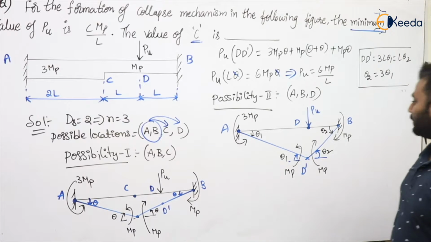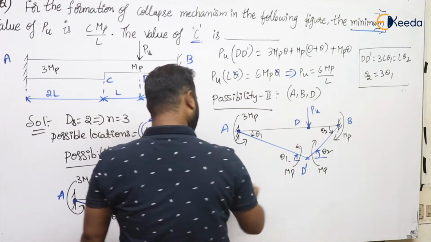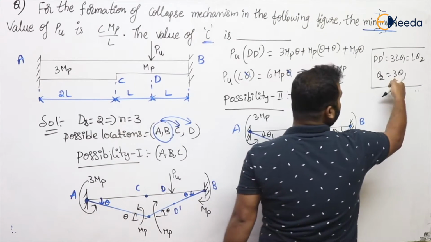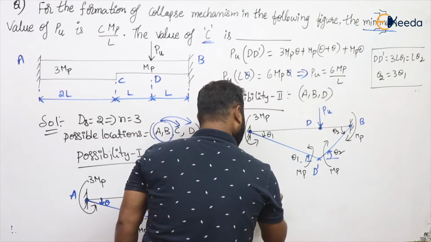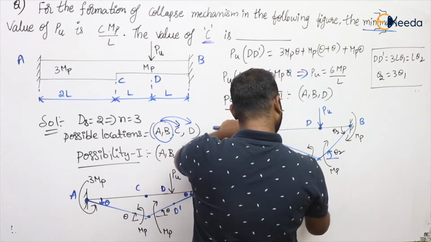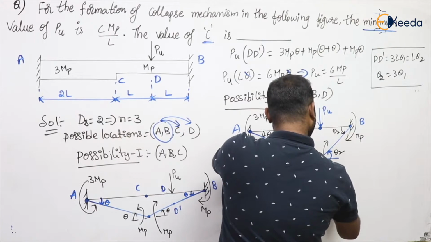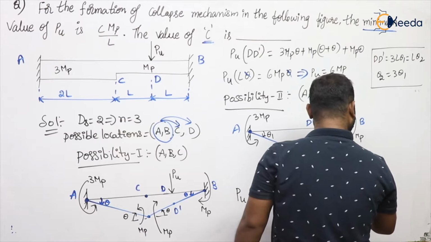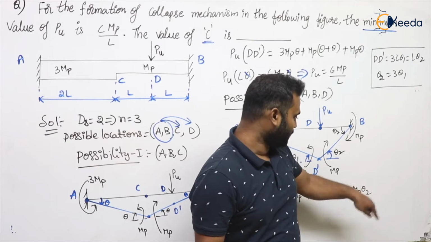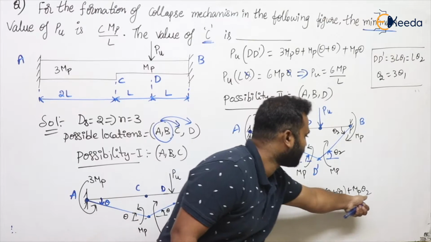Now external work is done by just PU, the externally acting load. So PU into DD dash. DD dash, better write in terms of theta 1. How much is it? 3L theta 1. So 3L theta 1 is equal to internal work. So 3 MP theta 1 plus this one MP into theta 1 plus theta 2, and here MP theta 2, right? Just now we have discussed wherever theta 2 is there, write 3 theta 1. So here theta 2 is there, now write 3 theta 1. Here also 3 theta 1.